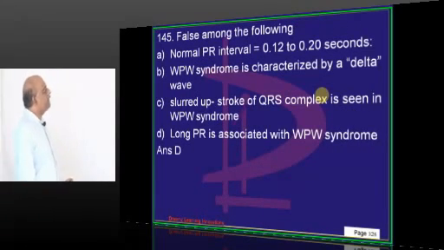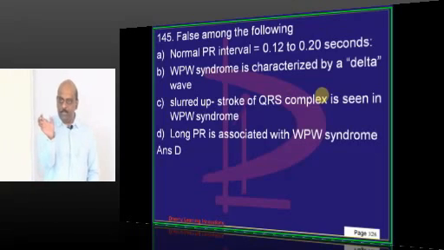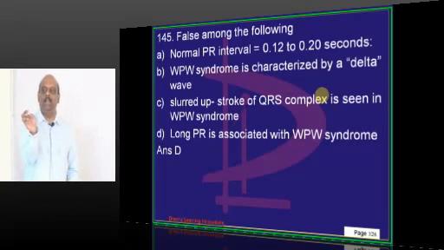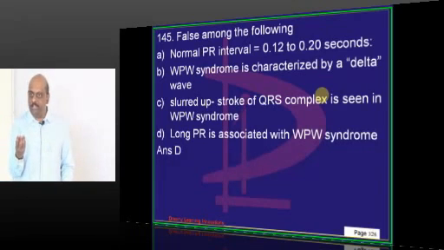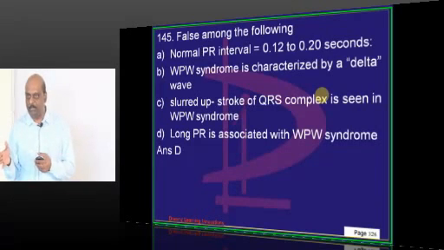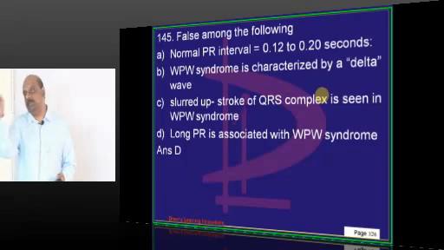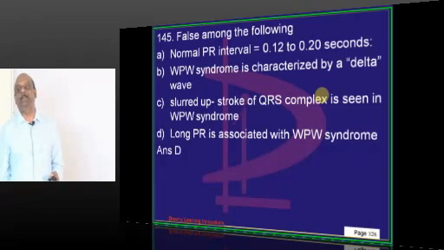Now, regarding the various intervals, in WPW syndrome there is a shortening of the PR interval because it will bypass the AV node. Directly atria and ventricle are connected. If the AV node is there, there is an AV nodal delay leading to the PR interval between the P wave and QRS complex. That becomes shortened because of this bypass tract in WPW syndrome.